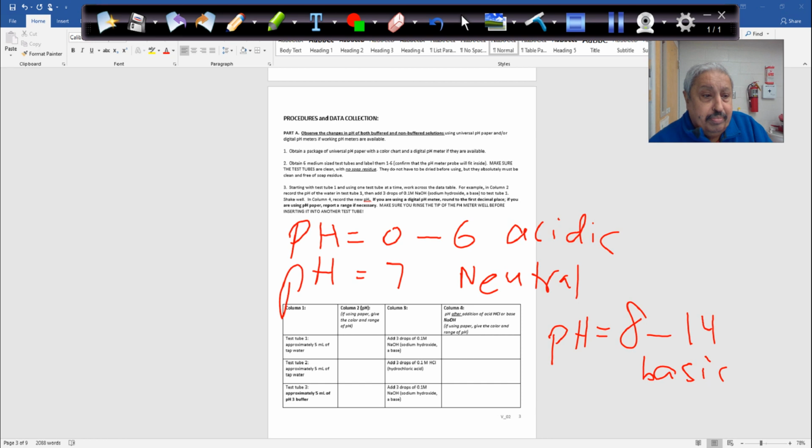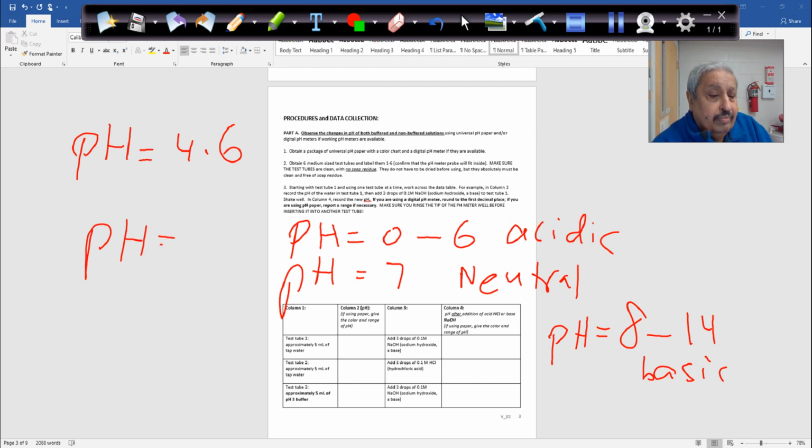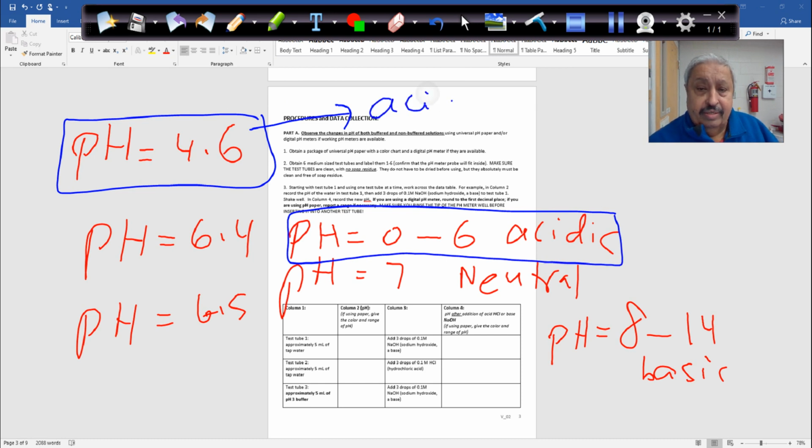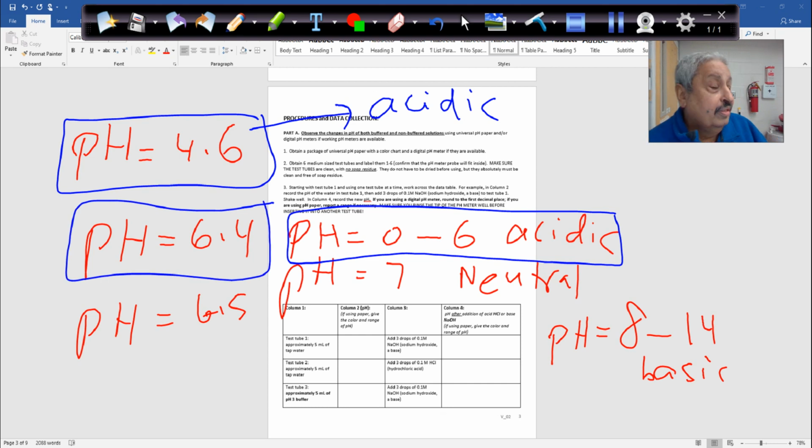So suppose I have the pH is 4.6, and the pH is 6.4, and the pH is 6.5. Now you tell me what is the acidity and basicity of this solution. This is what? Somebody, this is acidic, correct? According to whatever we have, this is acidic here. How about 6.4? Acidic. Everybody said acidic? Yes, because 0.4 is not 5 and above. You have to watch for this. So this is still acidic because the 4 is not 5 and above.